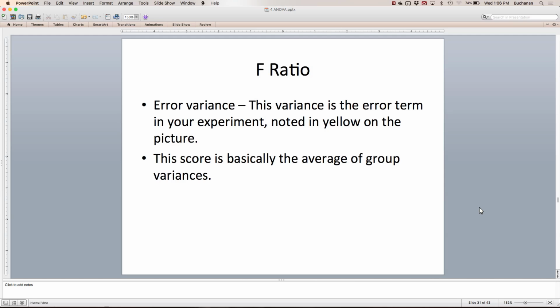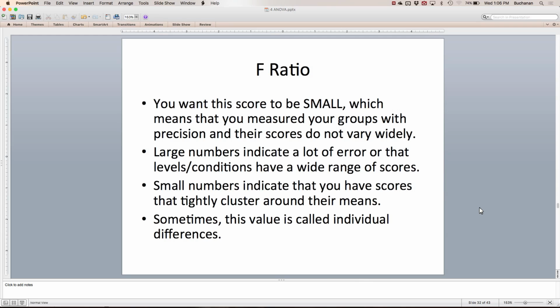Because I don't know why they vary within their own group, I want that score to be small. Which means I measured my groups well, so we want a small number, and they don't vary a lot. So I'm not getting this sort of picture. Draw this again. So 3 skinny distributions will be good. 3 kind of spread out distributions will be bad. If you have a large number, there's a lot of error, and that's never a good thing. Smaller numbers, I have groups that tightly cluster around their means.